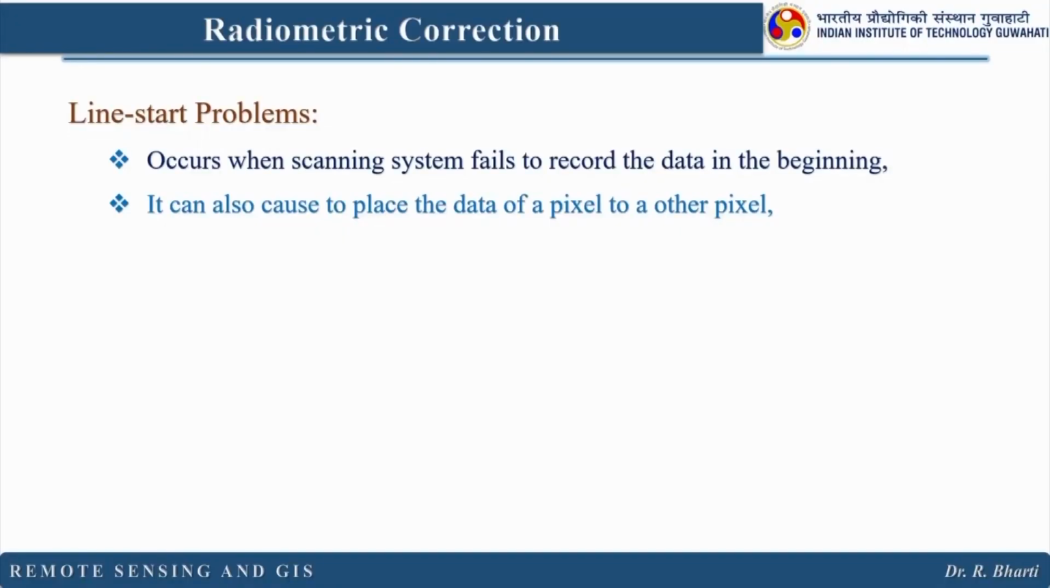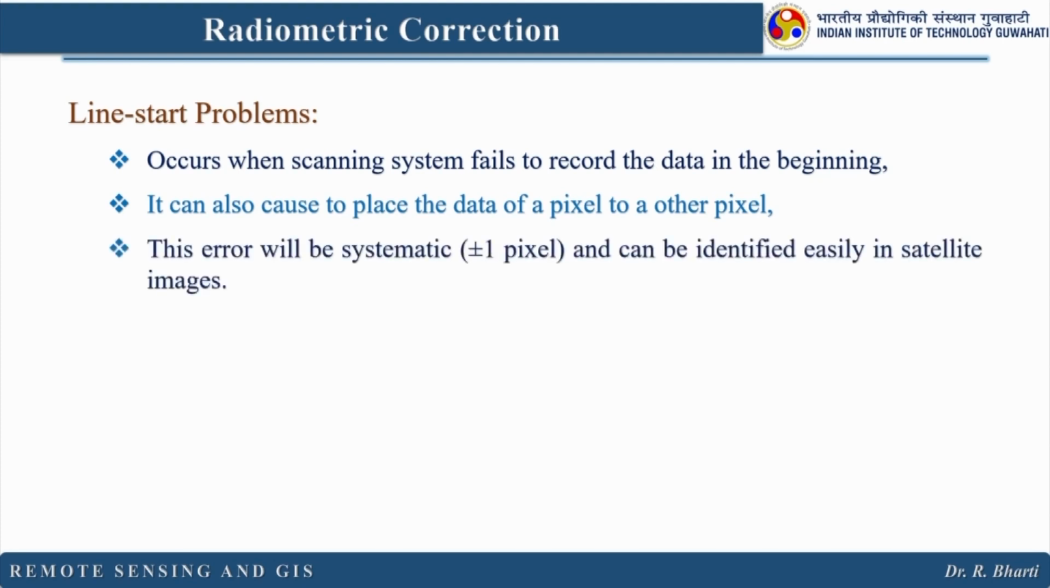So there is a problem when the image is starting; there itself you will have this problem. It can also cause the data of one pixel to be placed in another pixel, right. So there will be a change in the position. This error will be systematic, plus or minus 1 pixel, so either left side or right side or top or bottom. Depending upon the problem, you have to find the solution.